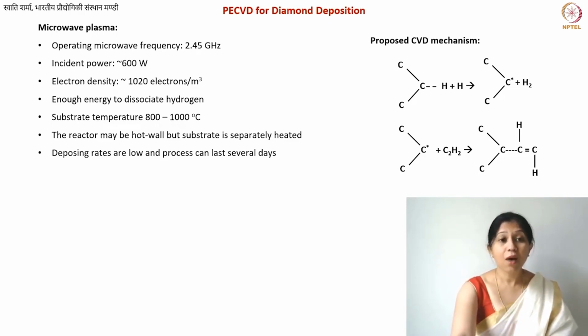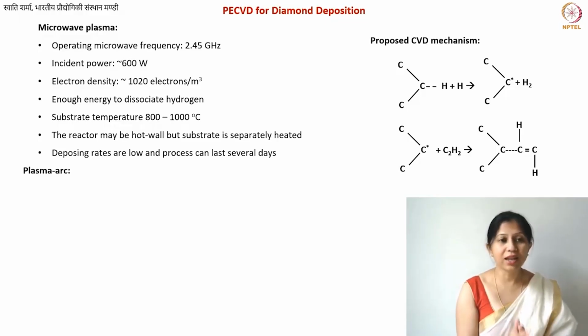Okay, now the deposition rates for diamond films, especially if you want to get good quality diamond films, are actually reasonably slow, and it can even take several days to coat a certain substrate. So this is the entire thing. It's such a slow process.